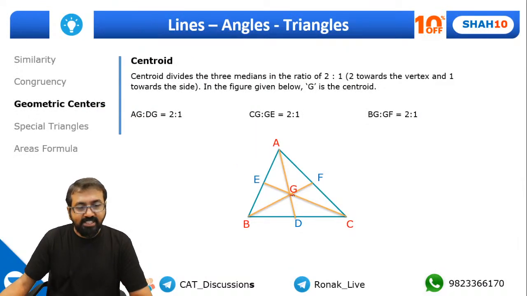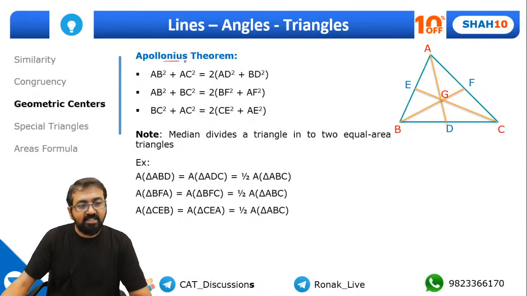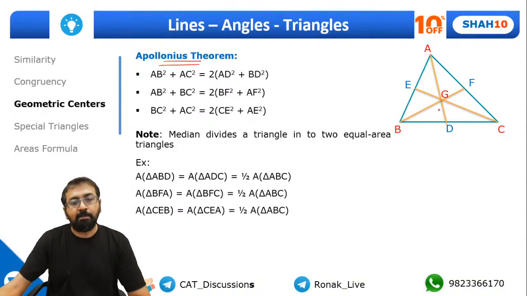So you know that the centroid divides the median in the ratio 2:1. That's one thing. Then this is the Apollonius theorem. Apollonius theorem says that if I take this median AD, then I can say AB square plus AC square is equal to twice the median square plus BD square. That is, half of the third side squared. BD is half of the third side. Can you remember that? So there can be 3 Apollonius theorems, right?